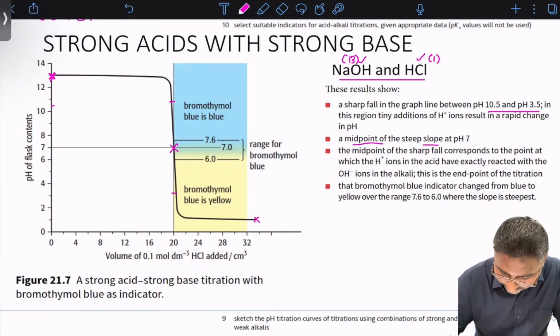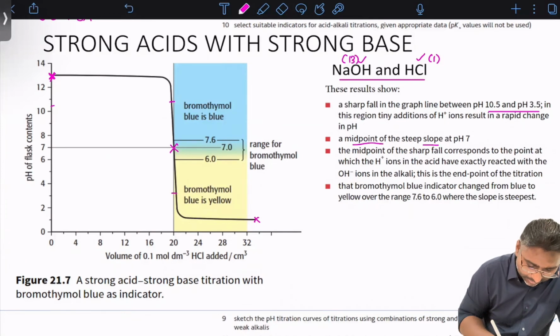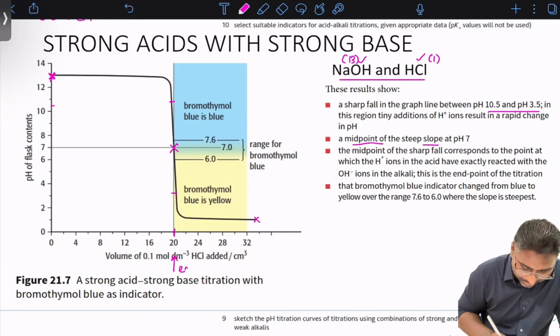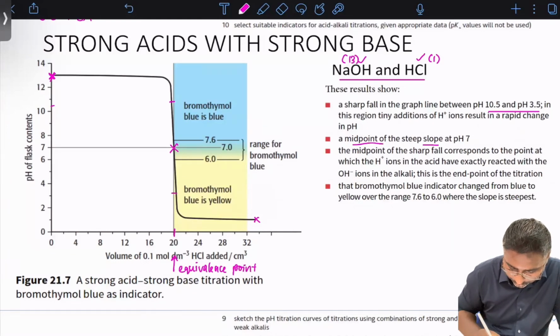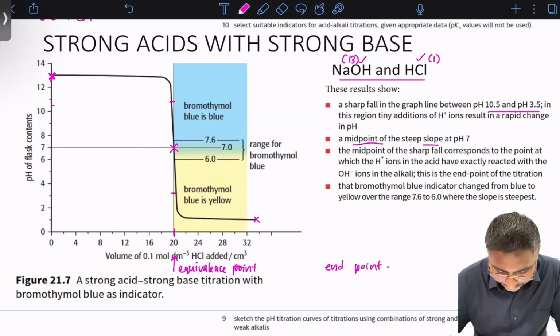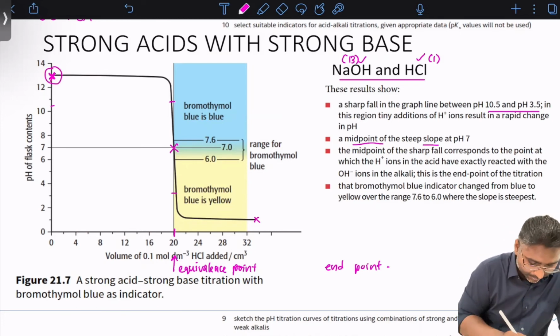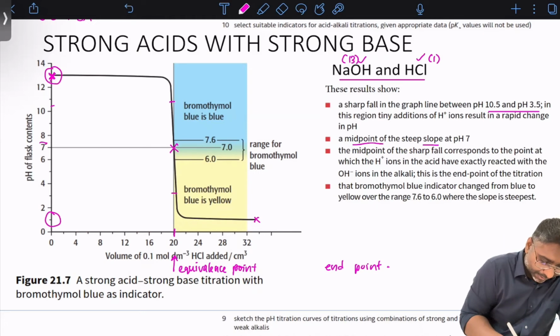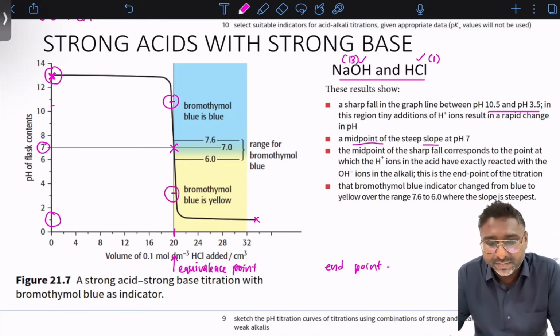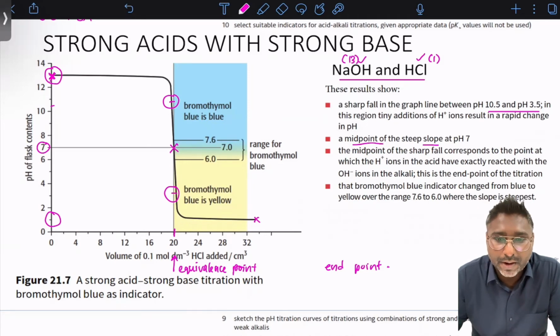So this is 7, and this is 20. This one is what we call the equivalence point. Later I will explain the difference between the equivalence point and the end point. So, pH 7. There are a few numbers I want you to memorize: 13, 1, 7 the midpoint, 10.5, 3.5. Once you know these numbers, you can sketch the graph.